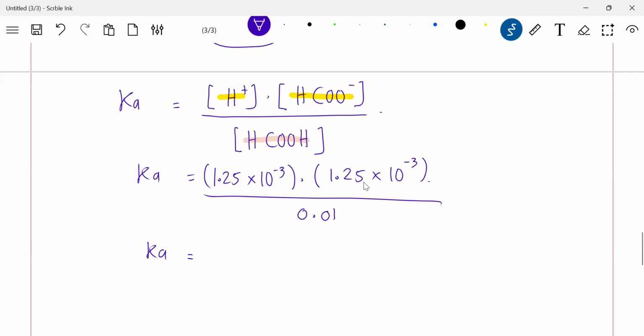1.56 times 10 to the power of negative 4. Yeah, 1.58 times 10 to the power of negative 4 molar. This is the final answer.